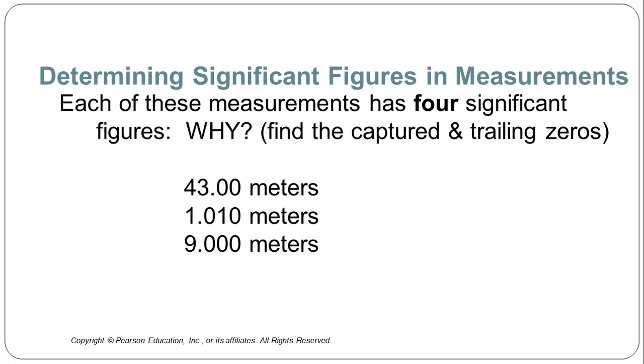For the next example, 1.010, meron tayong isang trailing zero, di ba? And then meron namang nasa gitna. Meron tayong sandwich zero. And the last one, 9.000, ay may tatlong trailing zero siya. That is included because merong decimal point.